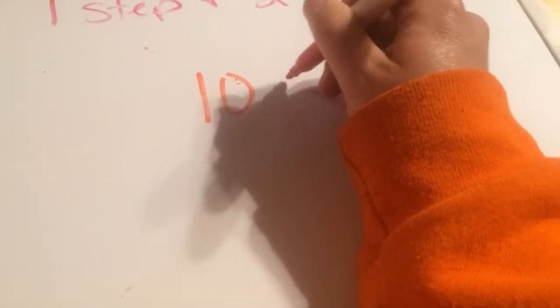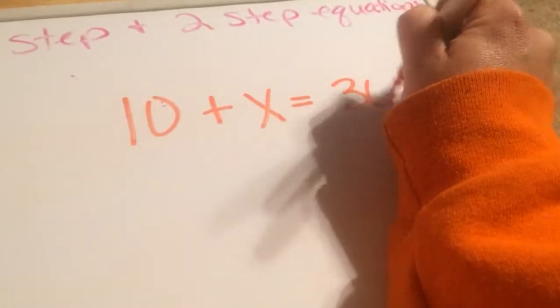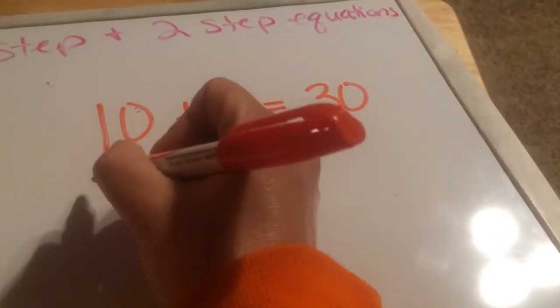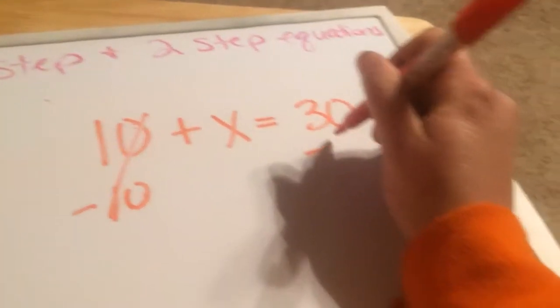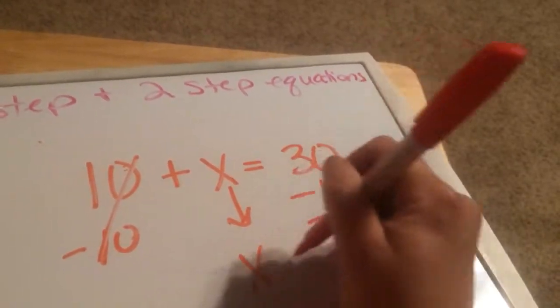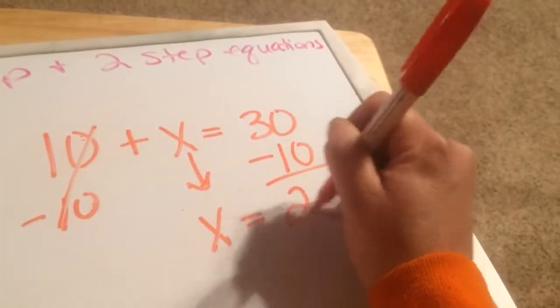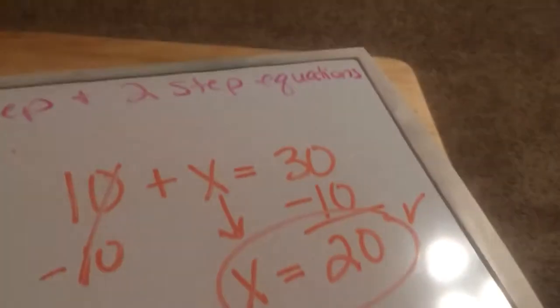We have another one of 10 plus x equals 30. So we're going to still subtract 10 from both sides. Subtract 10 from both sides. You're left with x equals 20. And that checks out. So now those are your one-step equations.